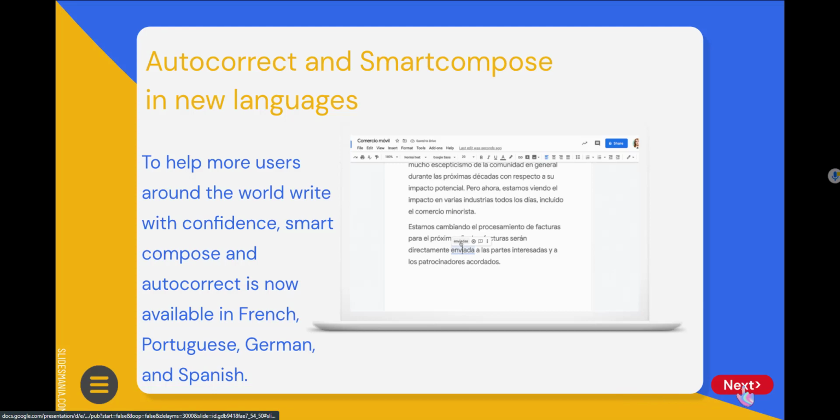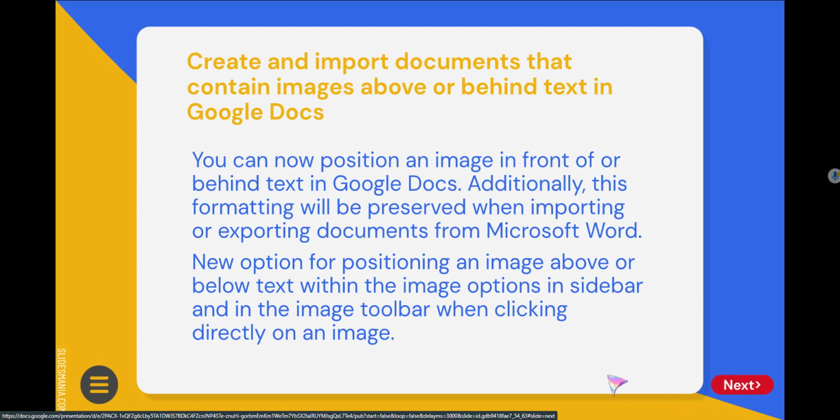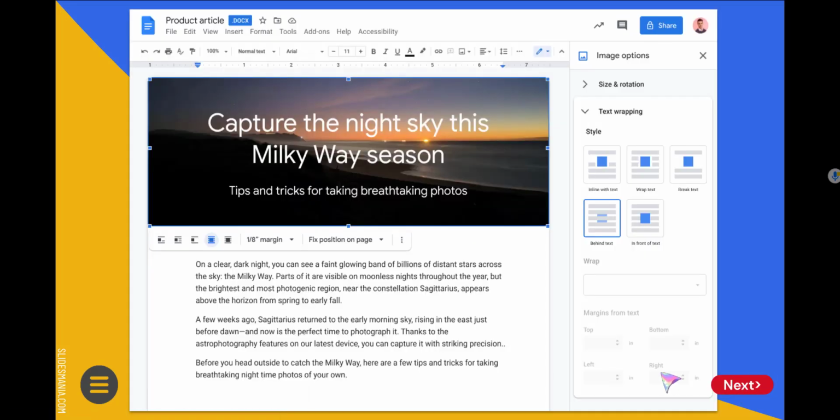You can create and import documents that contain images now above or behind text in Google Docs. Now, this has been something that has been available to us in Word for a very long time, but Google has not had it. Now this option is here. Previously, these three right here were our only options when inserting an image, and it made it very difficult to put text over images. You just couldn't do it. So anytime you wanted to go and convert something from a Word doc to a Google Doc or back and forth, the formatting would get messed up.